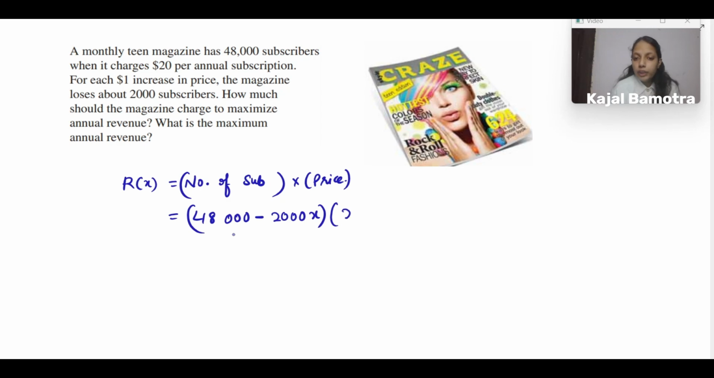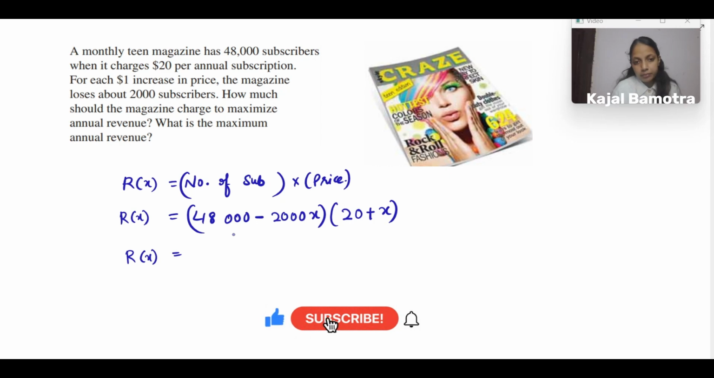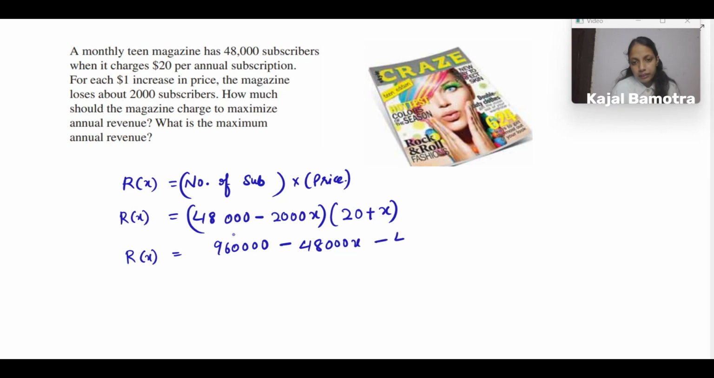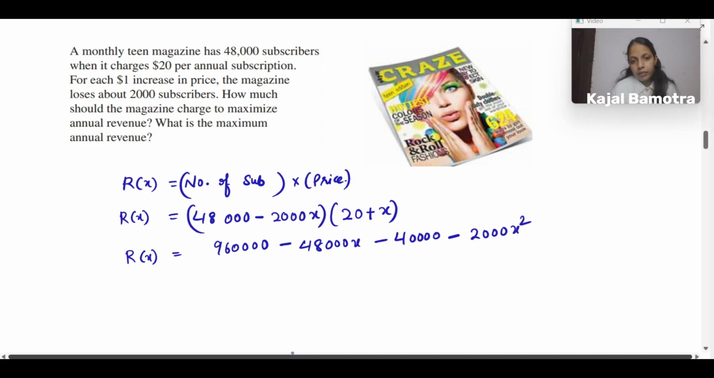And the price originally was 20, but now they increase the price by 1 unit, or it may be x, so 20 plus x. As they increase, it will change. So this is the revenue we got. We will multiply 48,000 minus 2,000x by 20 plus x. This is one way: you can open it and find it.